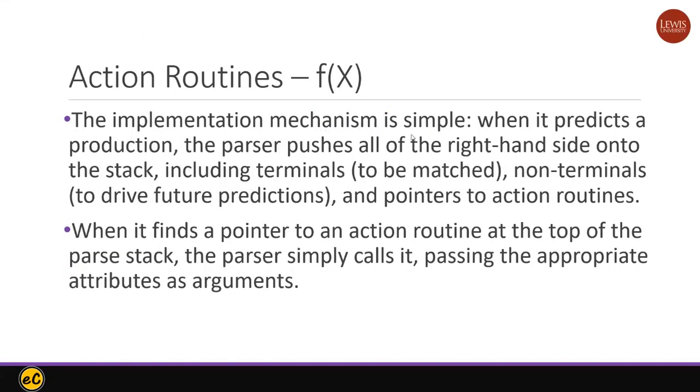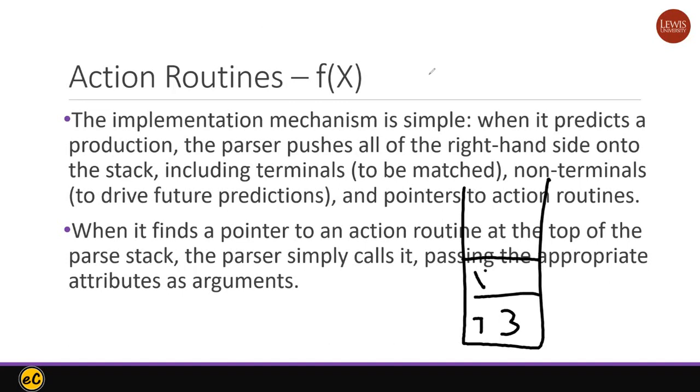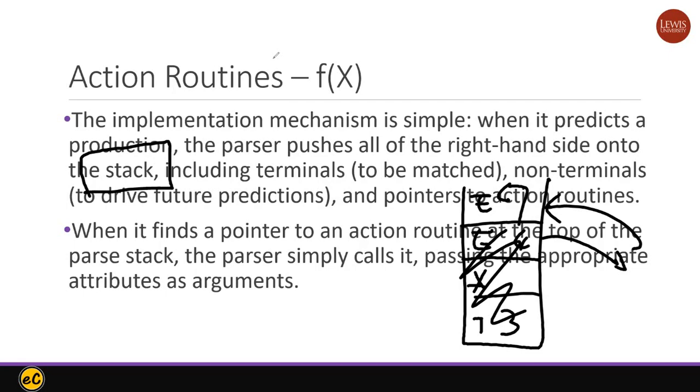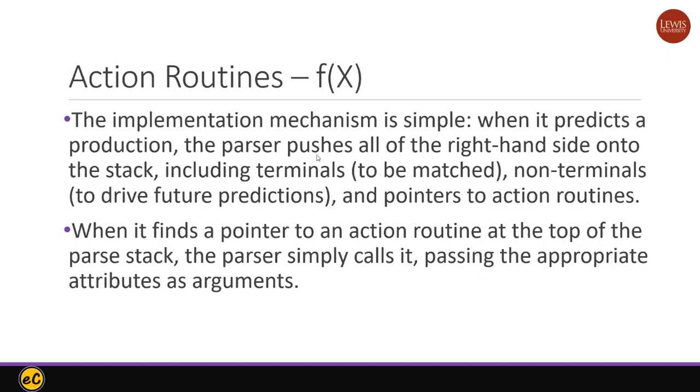So the implementation mechanism is very simple. When it predicts a production, the parser pushes all of the right-hand side onto the stack. So this one shows you is actually pushed to the stack. So your value of the T is 3, right? Times, and then your E is 4. Later this one pops up and goes back to get a function, and it's 7 for E later. So this one is using a stack for the action routine.